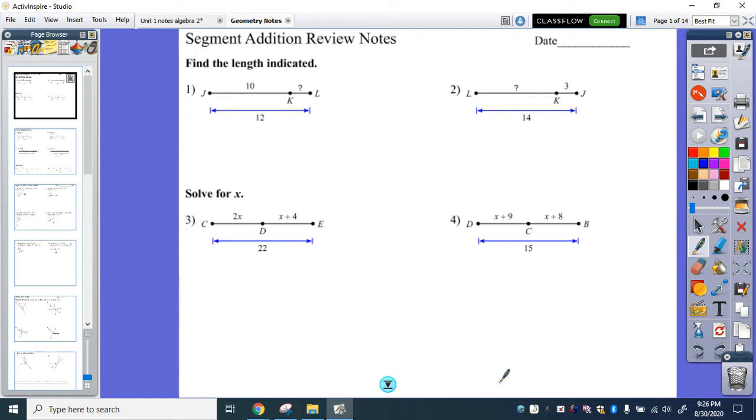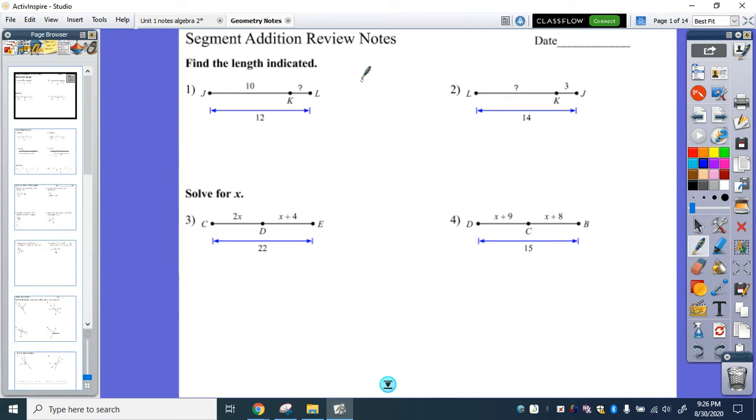We are going to do some review today on segment addition postulate. So let's get into some quick examples. This won't be a very long video, but I wanted to show you some more in-depth examples of what you might see when it comes to segment addition.